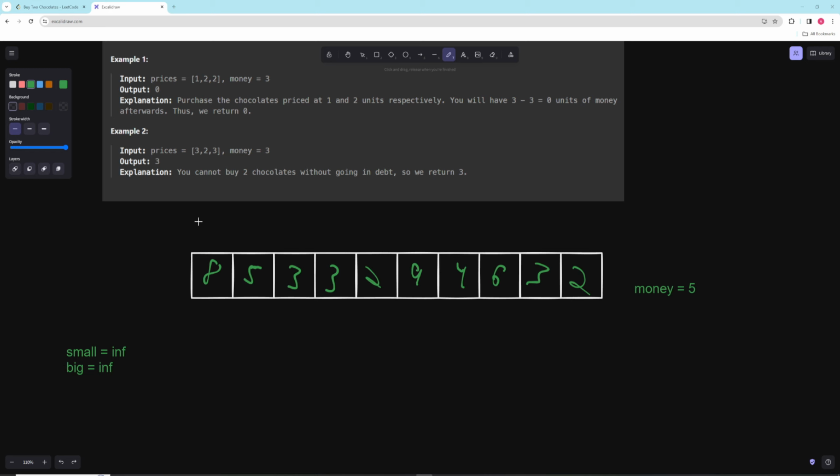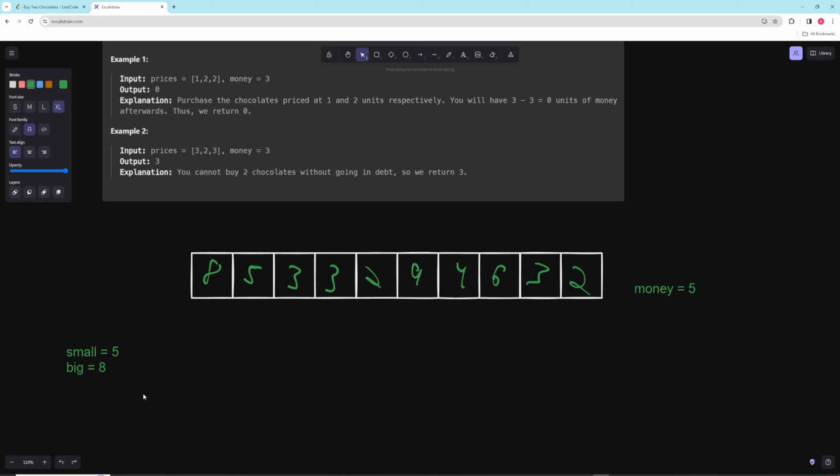So let's walk through how this is going to go. In the beginning, we check, is 8 smaller than our big number? Yes. Is it smaller than our small number? Yes. So we replace our small number with 8, and we replace our big number with our old small number, which was just infinity. Then for 5, we do the same thing. Is it smaller than this? Yes. Is it smaller than this? Yes. So we replace the 8 with a 5, and we replace this infinity with the old value of small. That way we can keep track of both of the two smallest numbers.